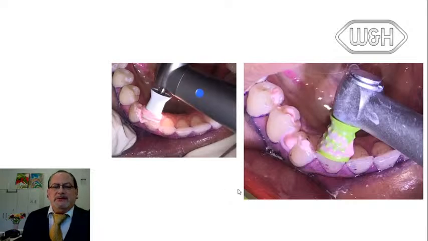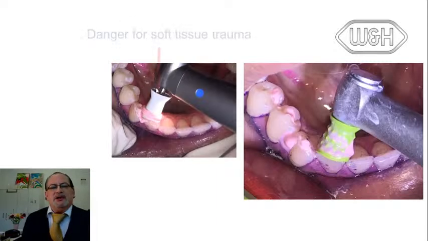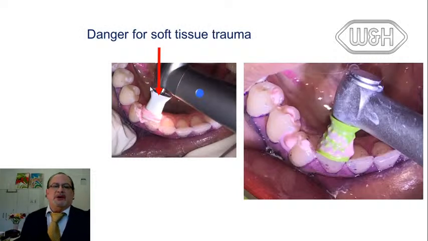And in situ we can see that it's much easier to reach into the spaces where we normally have some problems to get in, and we can further see that the sharp edge of the rubber cup may leave some trauma on the soft tissue of the cheek or the lip if we are not absolutely careful, and this cannot happen here because we have a direct connection between the handpiece head and the rubber cup.